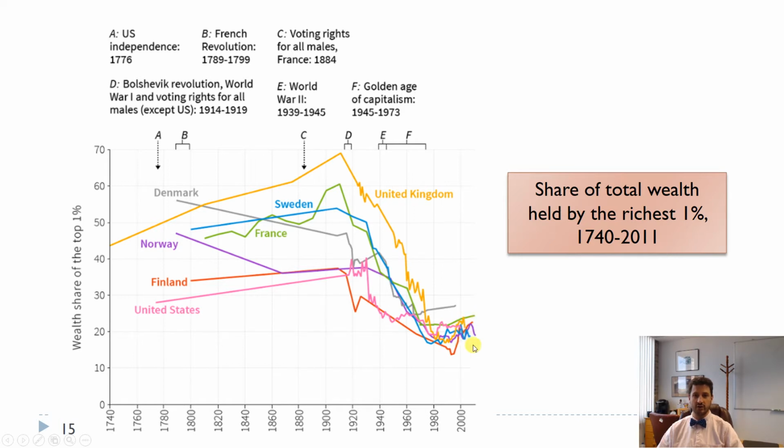So the share of wealth owned by the top 1% is about 20% in most of these countries. So not as high as it used to be, certainly. This is the era of nobles and then robber barons and captains of industry.